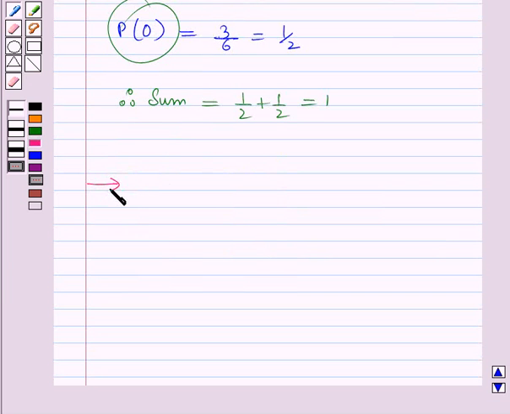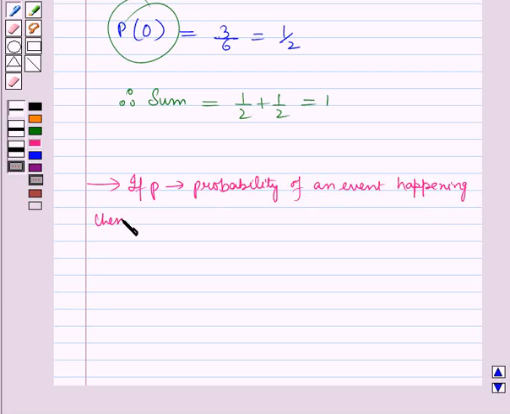So in general we can say, if P is the probability of an event happening, then 1 minus P is the probability of the event not happening.